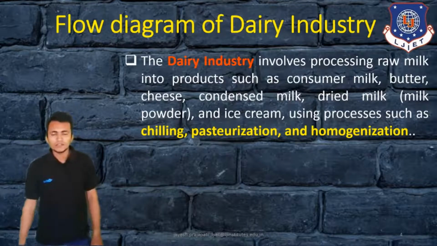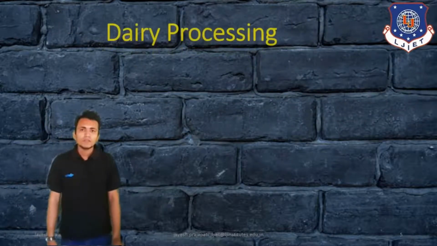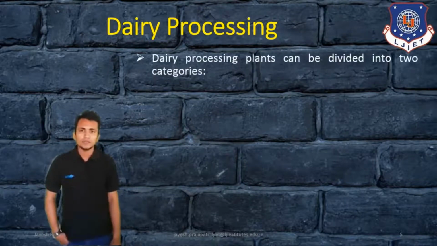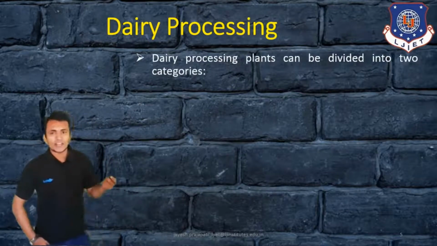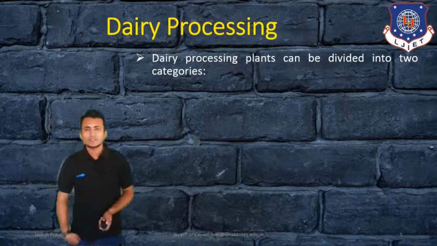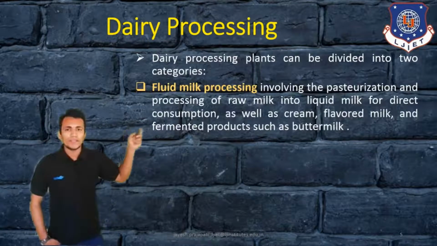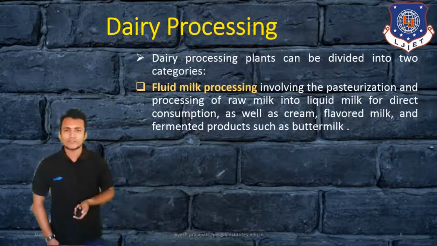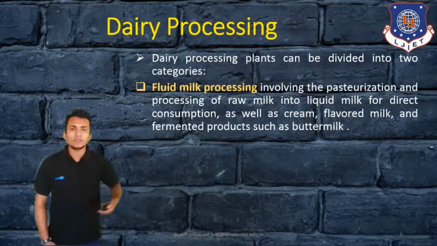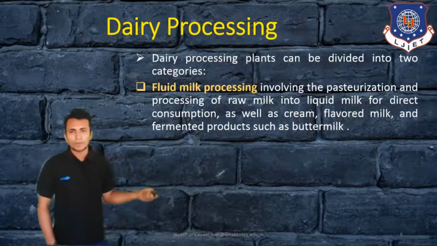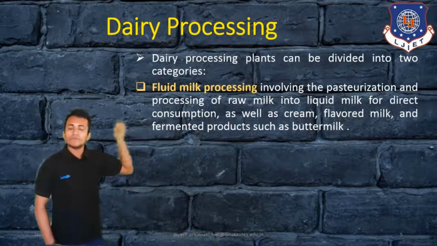Then, how can dairy be processed? The dairy processing plant can be divided into two categories. The first category is fluid milk processing, involving pasteurization and processing of raw milk into liquid milk for direct consumption, as well as cream, flavored milk, and fermented products such as buttermilk. So this is the fluid milk processing.